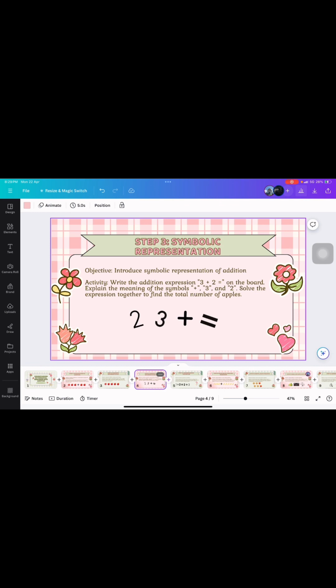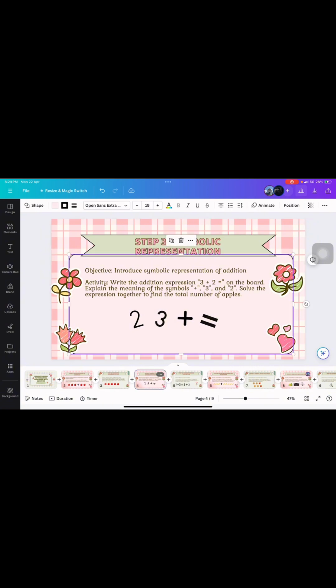Objective: introduce symbolic representation of addition. The activity is to write the addition expression like 3 plus 2 equals on the board. Explain the meaning of the symbols: plus, 3 and 2. Solve the expression together to find the total number of apples. After physically adding the apples together, transition to the symbolic representation of addition. Write the addition expression 3 plus 2 on the board.